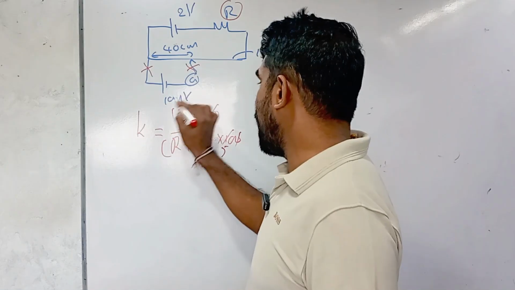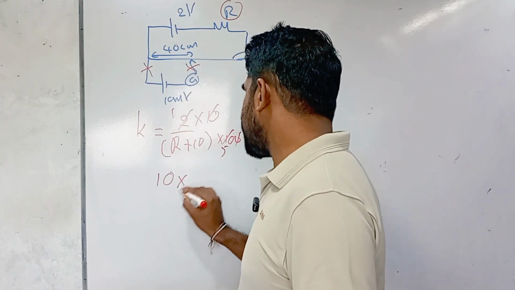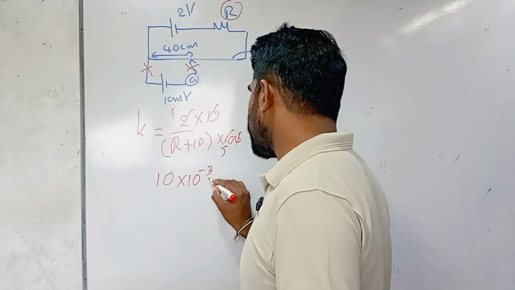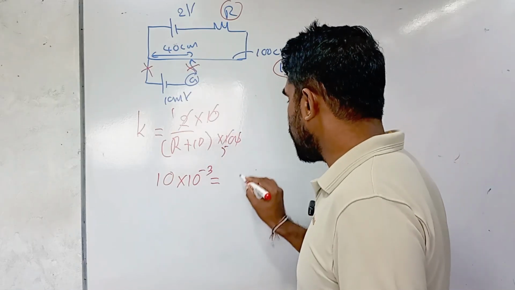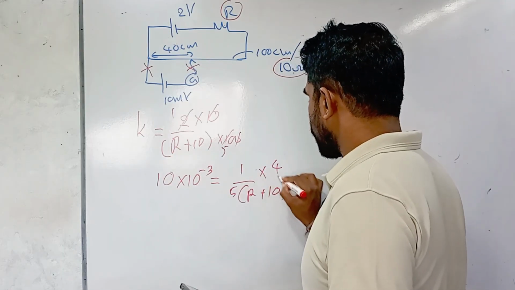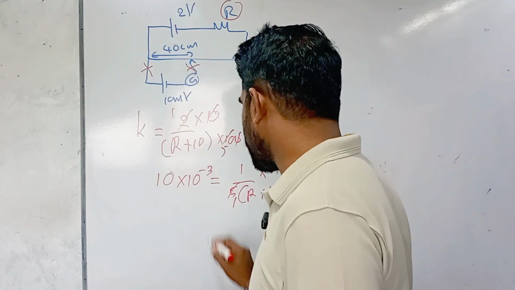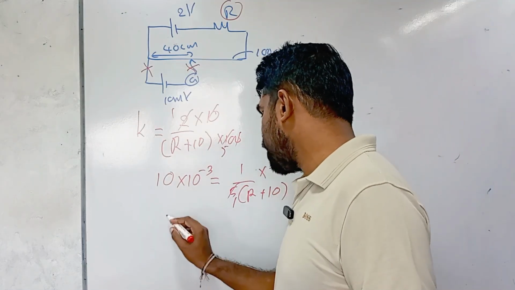Now we can get the balance length. Measured voltage is 10 millivolts. It should be equal to KL. K value is 1 over 5 times R plus 10. L is 40. 5 divided by 5 is 1, 8. R into 10 to the power minus 2 is this one.